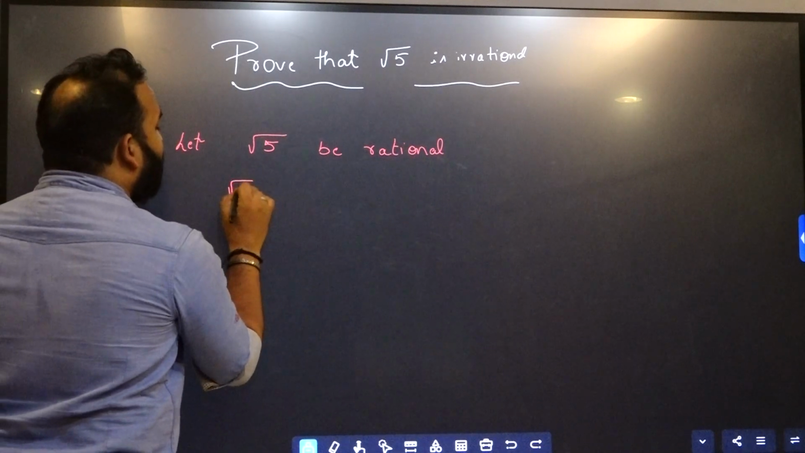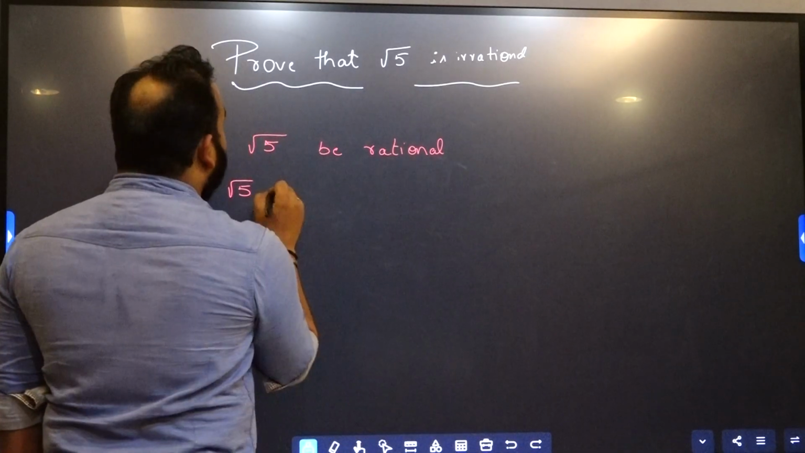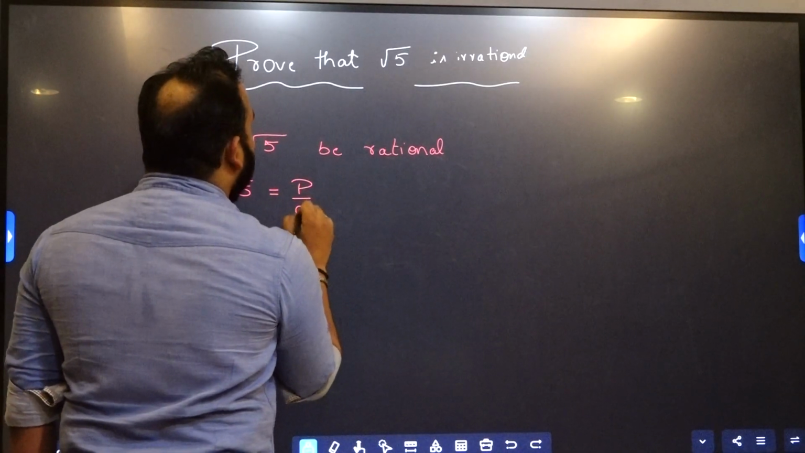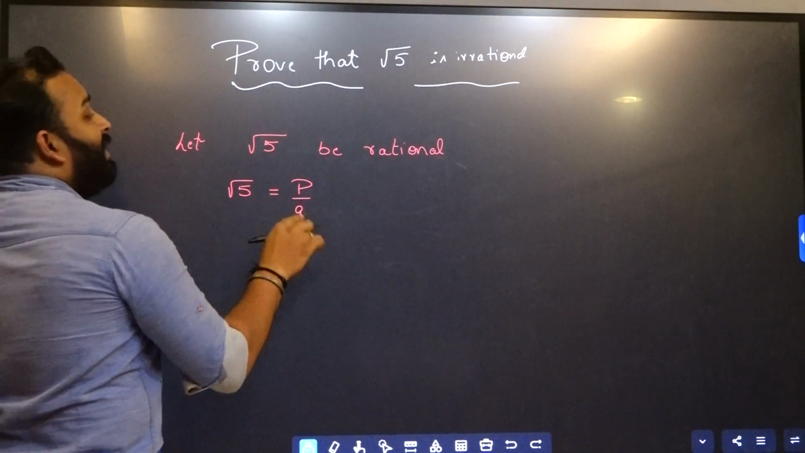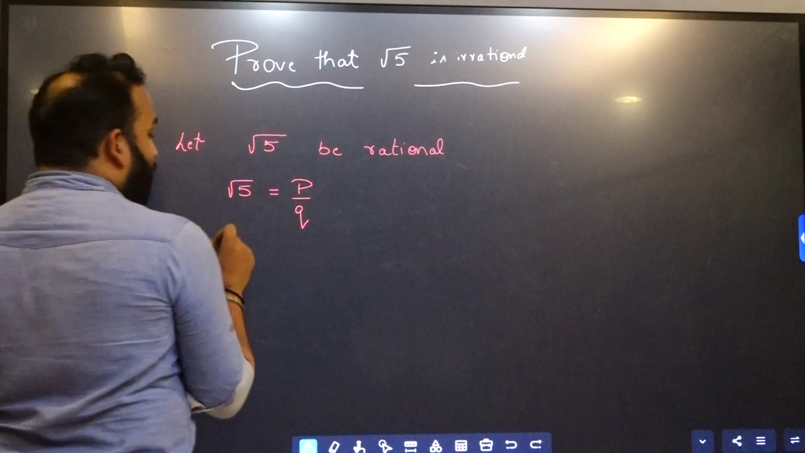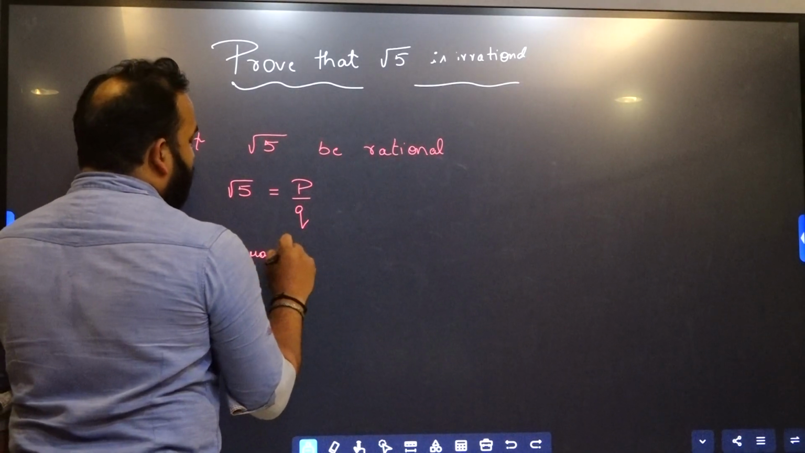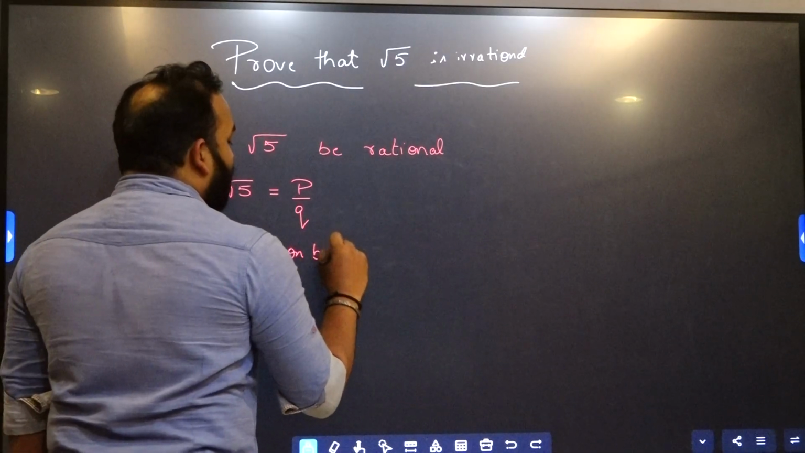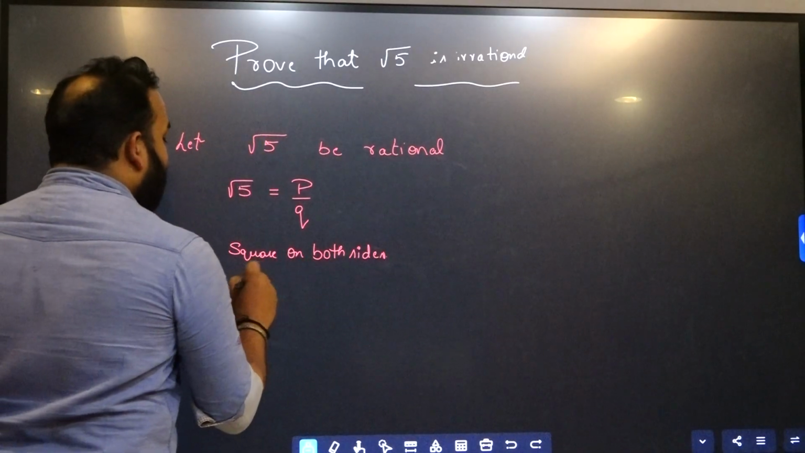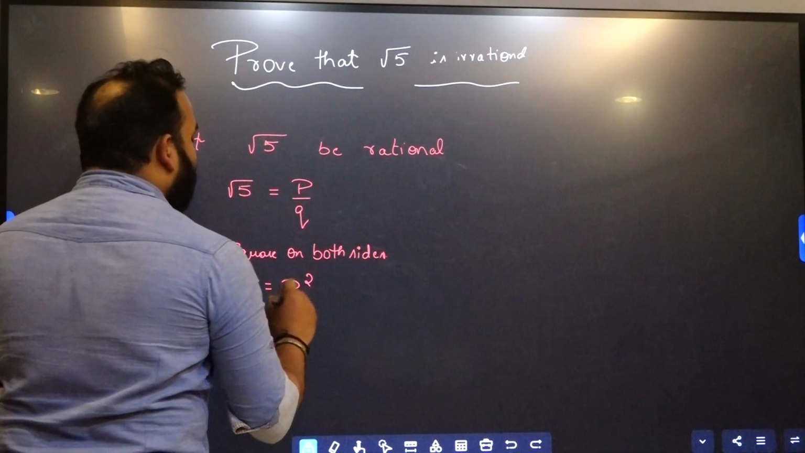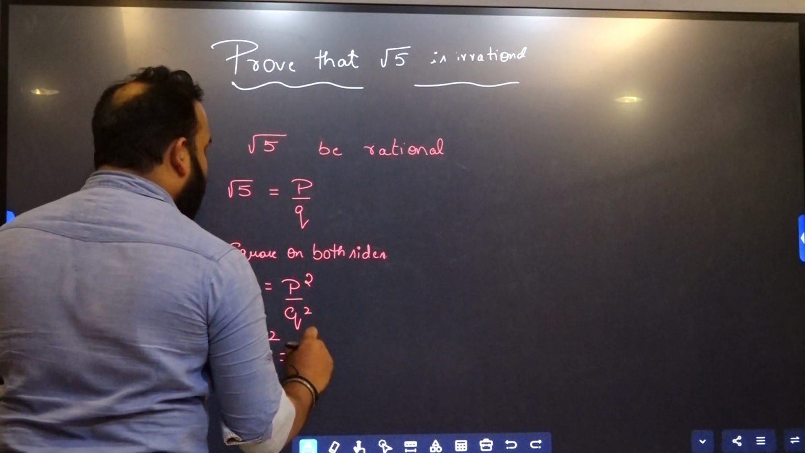What do you know as the definition of a rational number? Any number which can be written in the form of p by q can be called rational. So I'll write root 5 is equal to p by q. Now it should not have any other common factors other than 1, correct? So then I can square on both sides. When you square on both sides, what happens here, children? It becomes 5 is equal to p square by q square. You can easily write p square is equal to 5q square.